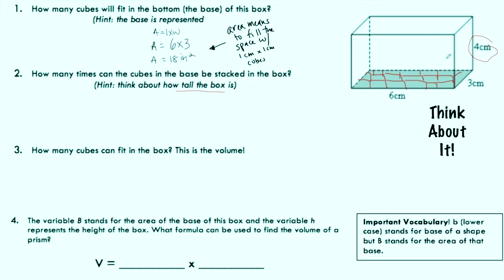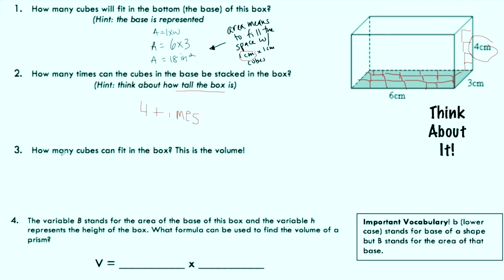That means I can fit 4 rows of these cubes in this prism because each of the cubes is 1 centimeter, right? So how many times does 1 go into 4? 4 times. So I can fit 4 cubes from the bottom to the top. So I can stack the 18 cubes 4 times. Just struggling with this pen right now. It's okay, the next one I don't need to use the pen.